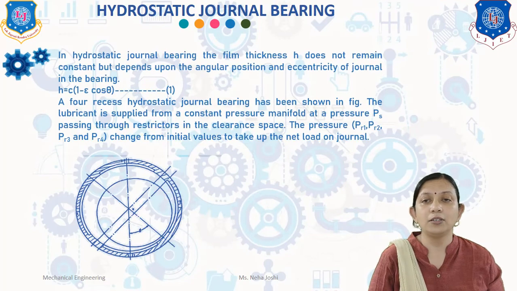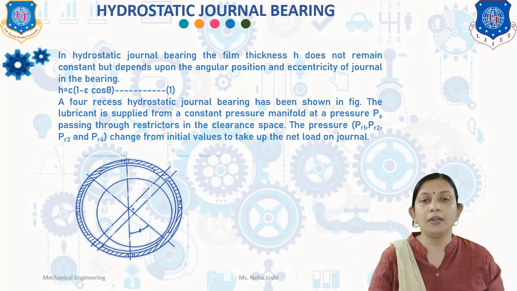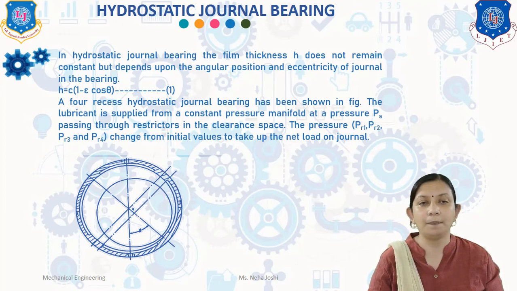In a hydrostatic journal bearing, the film thickness h does not remain constant, but depends upon the angular position and eccentricity of the journal in the bearing. Now h is given by h = C(1 - ε cos θ).